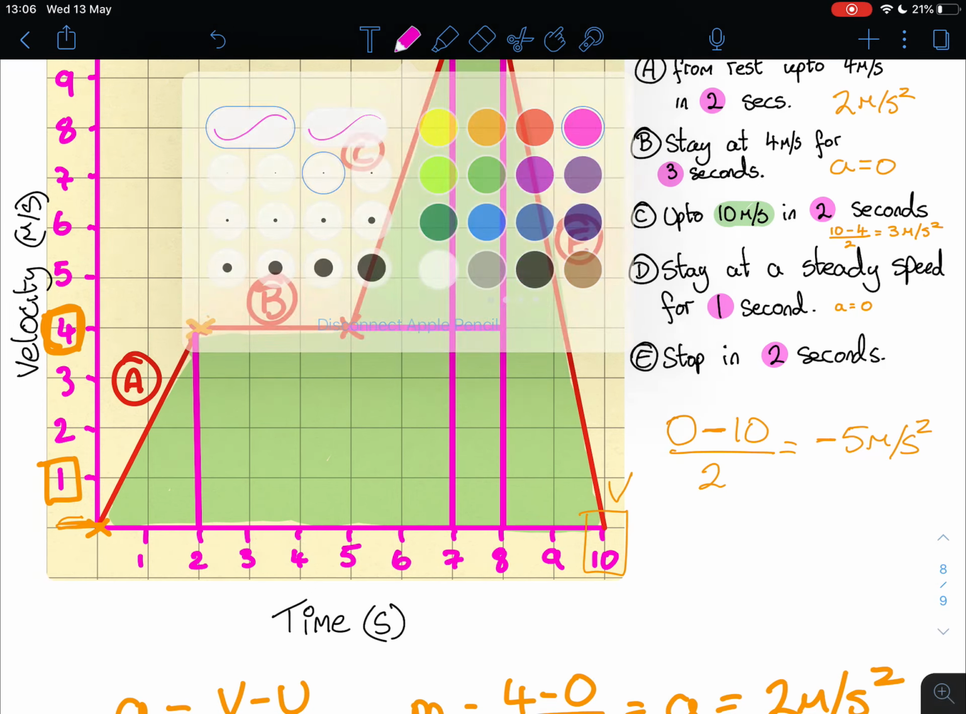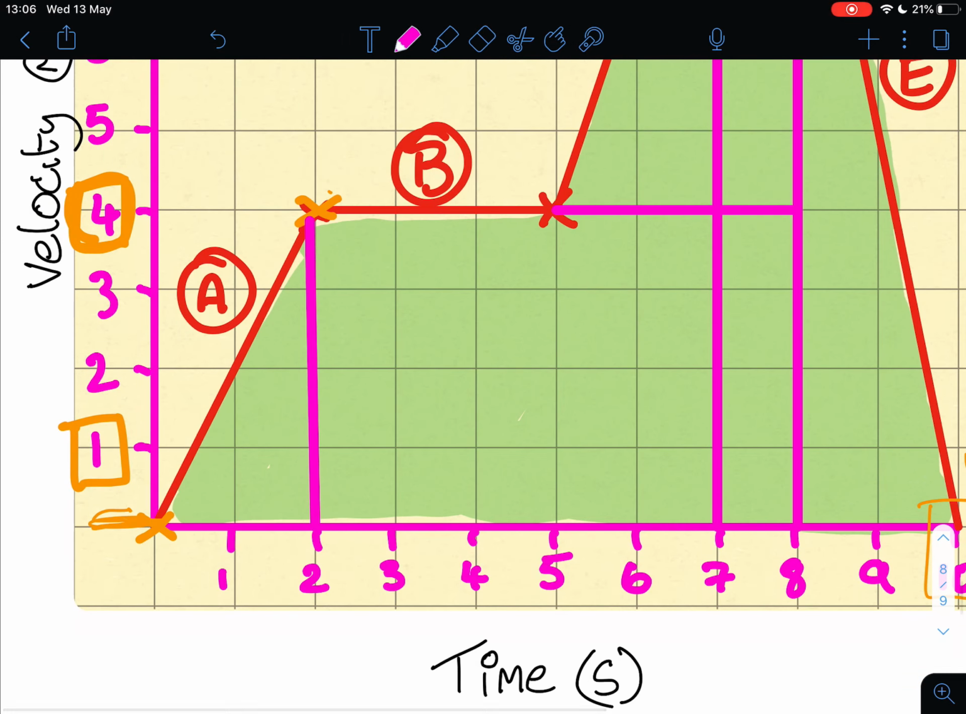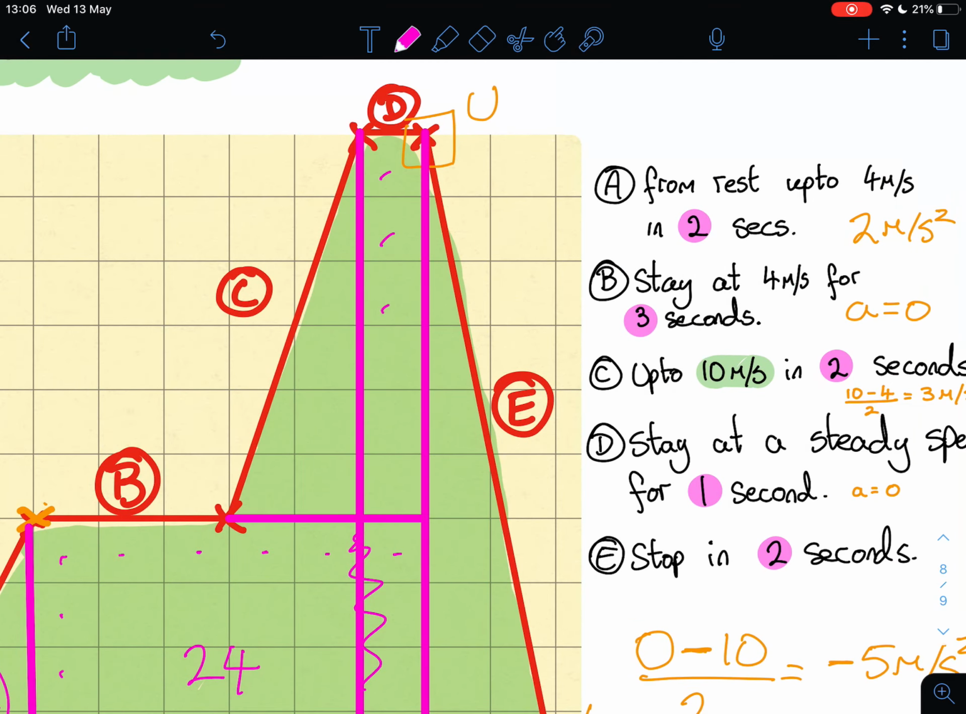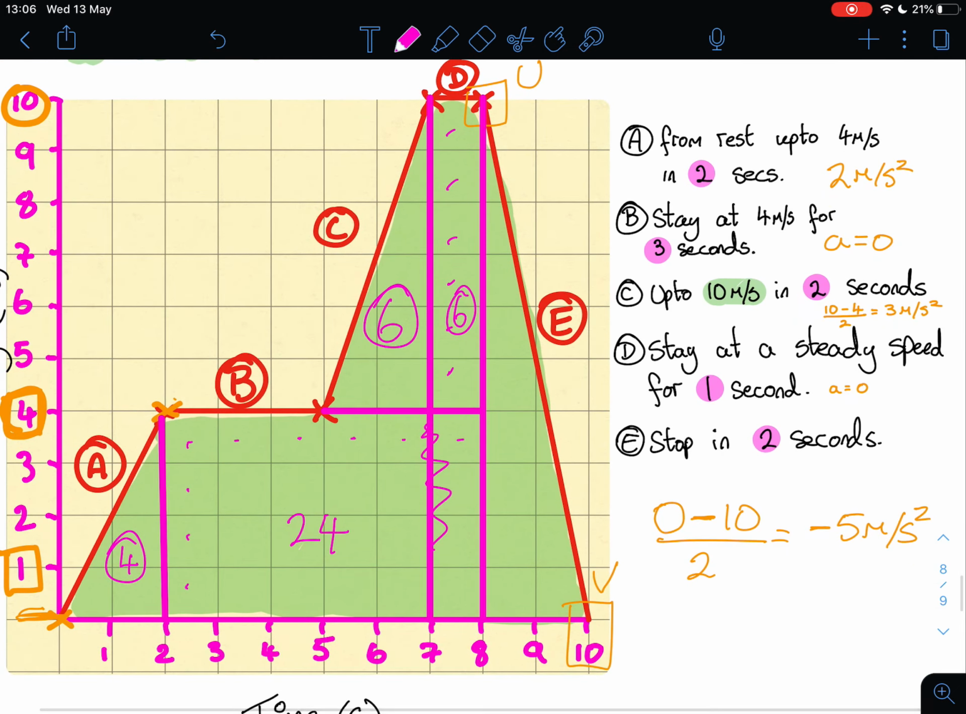What do we get? So the first one, 2 times 4 is 8, divided by 2 for its triangle is 4. And then here we've got 4 times 6, which is 24. Here I've got 1, 2, 3, 4, 5, 6, so I can write the 6 in. Here I've got 2 times 6 divided by 2 is 6. And here I've got 10 times 2, which is 20, divided by 2 is 10.